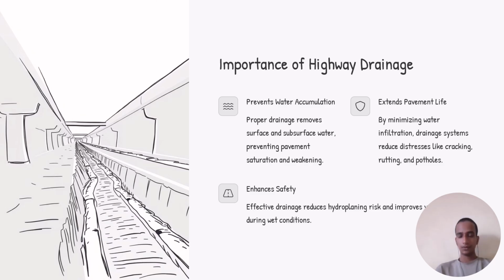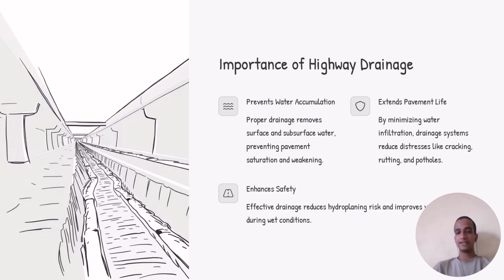So now moving to the next slide, the importance of highway drainage in maintenance of highways. Drainage is just as important as the remedies that we have suggested earlier. It is very important for the maintenance of the highway because it prevents water accumulation. If it prevents water accumulation, there will be lesser chances of cracks and potholes, and this will eventually lessen the accidents, and the maintenance part will be done properly.